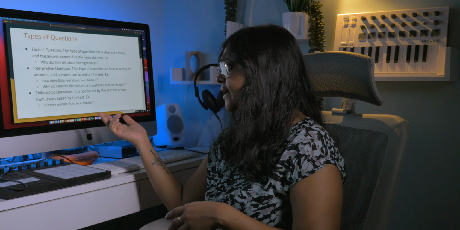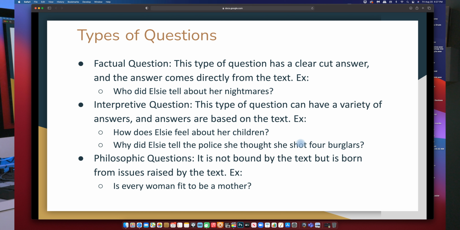But when I was reading the short story, that was one of the questions that I was thinking: what was Elsie going through? Was she a good fit as a mother or not? And then that led me to thinking, well, is every woman fit to be a mother or not? So that is a question that came up from reading the text, even though it's not directly based on the text. Another question, is the nature of children good or evil? So again, the text didn't directly speak about this, but it's something that came to mind when I was reading the text. So the text inspired me to ask this question.